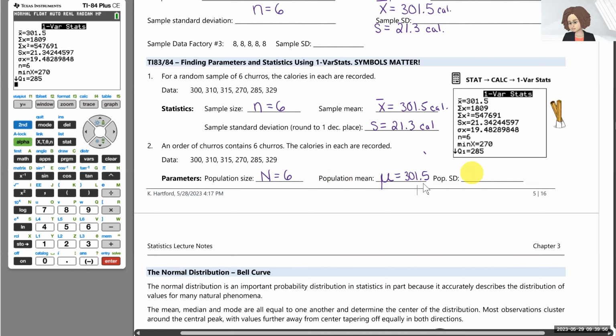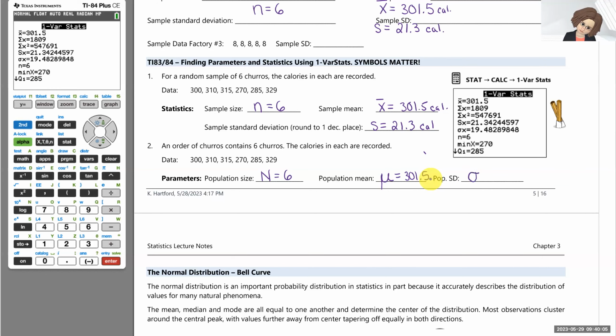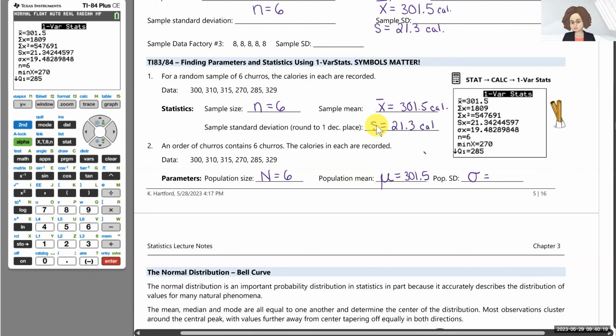Now, population standard deviation is our lowercase Greek sigma. So it looks like that. Something close to that is fine. Now, here's the deal with standard deviation then. The formula for sample standard deviation is a little different than the formula for population standard deviation. So numerically, the answers will be different. So sigma, you'll see there on the calculator, is 19.5. We'll round to 1 decimal again, 19.5.